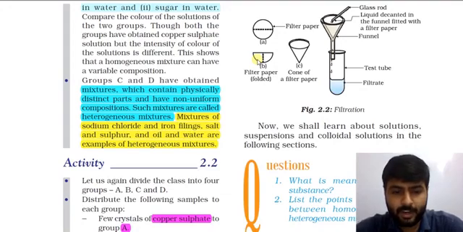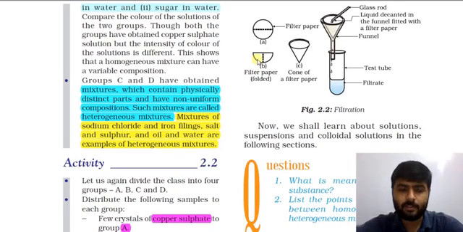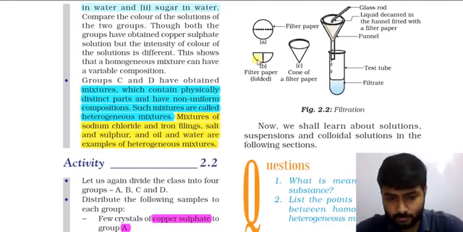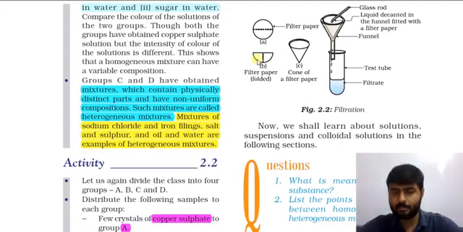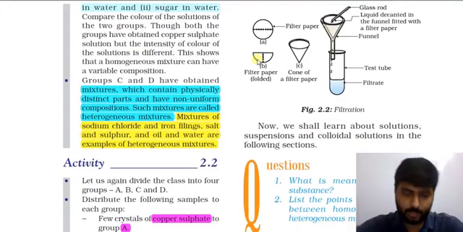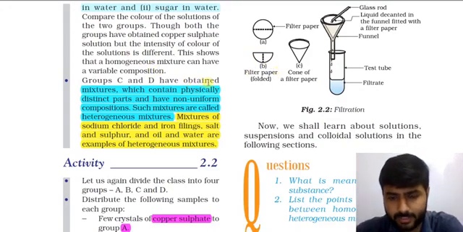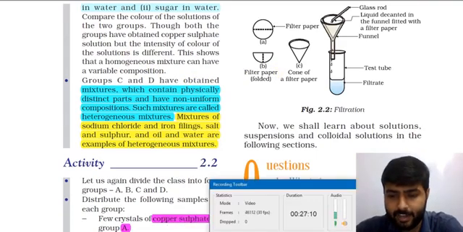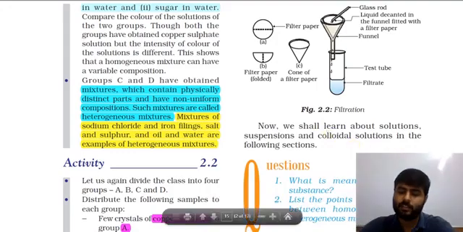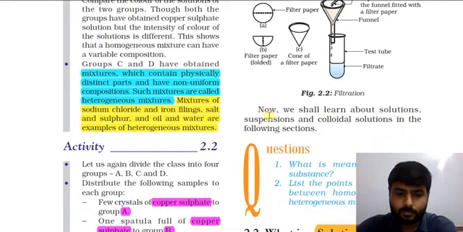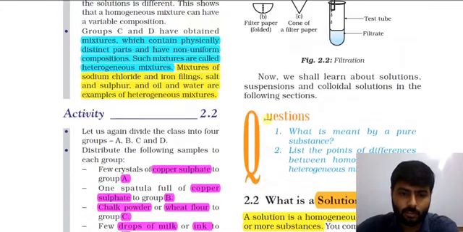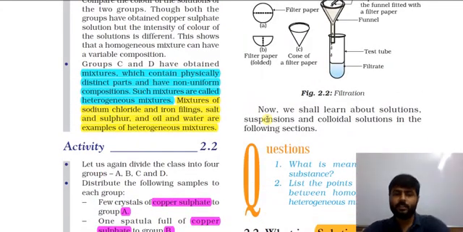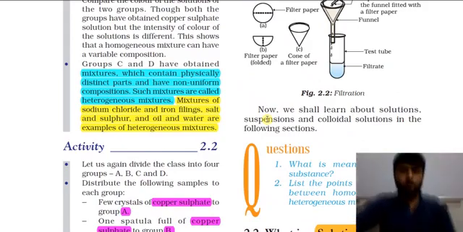A mixture of sodium chloride and iron filings is a heterogeneous mixture. A mixture of salt and sulfur is heterogeneous. Oil and water are examples of heterogeneous mixtures. So basically heterogeneous is the mixture in which we can identify different substances. So that is what we call heterogeneous mixture and homogeneous mixture.